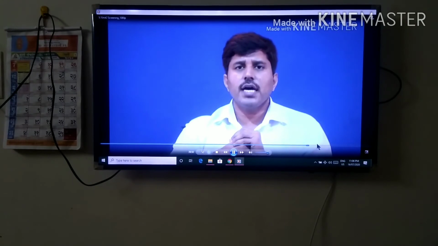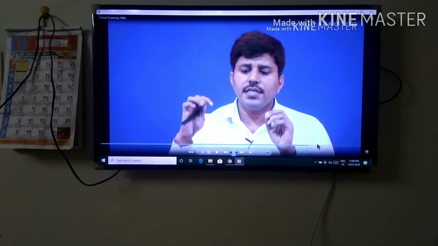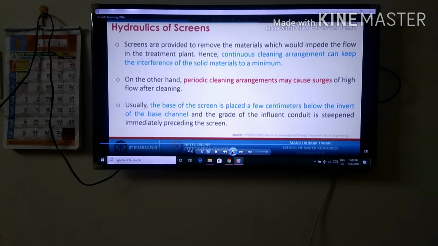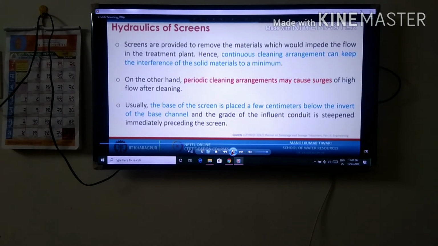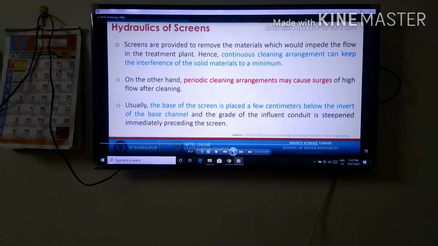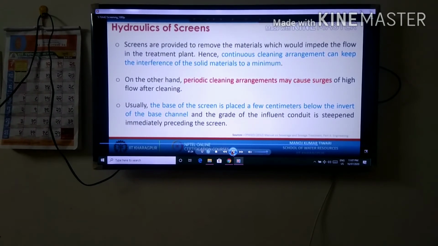And then also, screens generally cause certain hydraulic disturbances. So screens are provided to remove the material which would impede the flow of the treatment plant. Okay. So if you are in a flowing channel, and you are putting an obstruction in the form of a screen, it is obviously going to disturb the flow conditions. Okay. So as more and more blockage or retention takes place on the screen surface, it becomes more and more difficult, and the head loss will increase that way, and flow will be disturbed more.